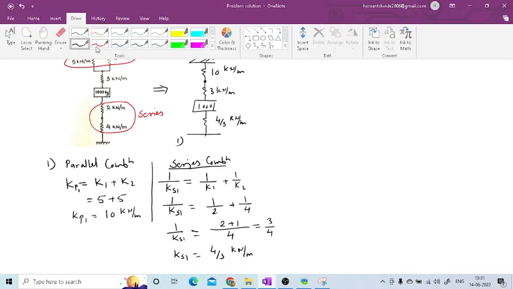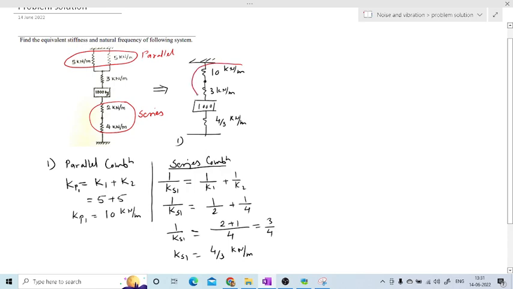Now we'll solve the next one. See, this spring and this spring, these two springs are in series, so we'll have to solve the series combination. And when we solve for the series combination, then this total system will be reduced to one spring at top, then mass, then second spring. So this will be reduced to this one. This spring will remain as it is, 4 by 3 kilonewton per meter, and for this spring we will have to solve. So I'm going to solve for this one. So for second, we'll have to solve this series combination.